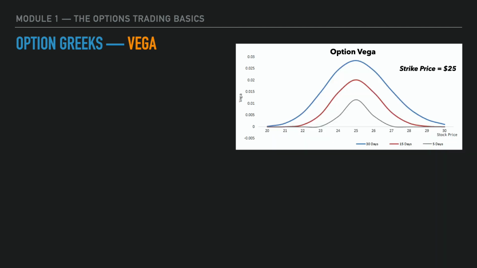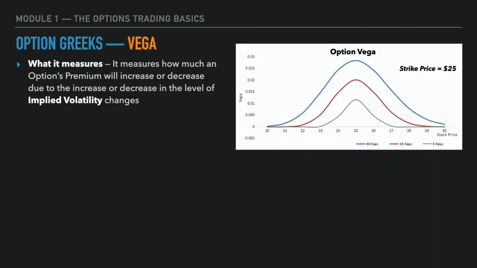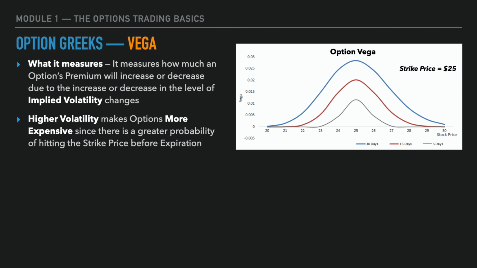Great, now let's move on to the last option Greek, the vega. Vega measures how much an option's premium will increase or decrease due to the level of implied volatility changes. Higher volatility makes options more expensive because when the underlying stock price moves with much bigger magnitude, there is a greater chance to hit the strike price before the expiration.